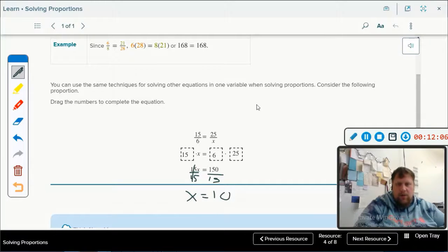And let's see if that works. So does 15 over 6 equal 25 over 10? We could always cross multiply. 15 times 10 is 150. 6 times 25 is 150.